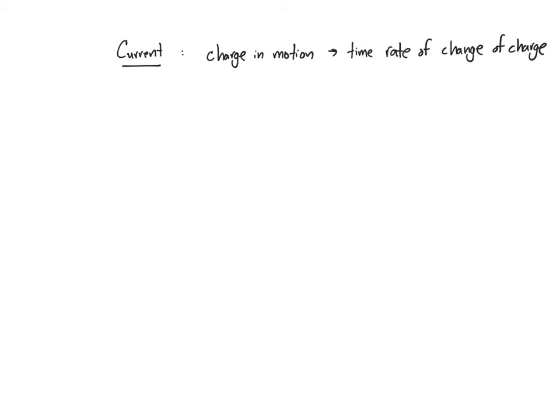So for current, we use the symbol I to describe current. And we know since it's a time rate of change, it's a first derivative of charge with respect to time. So I is going to be dq versus dt, and is going to be measured in units of amperes, or capital A, which is therefore 1 ampere is equal to 1 coulomb per second.